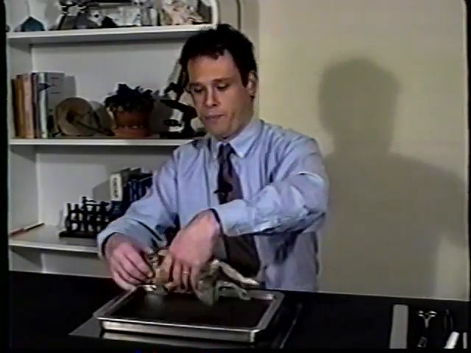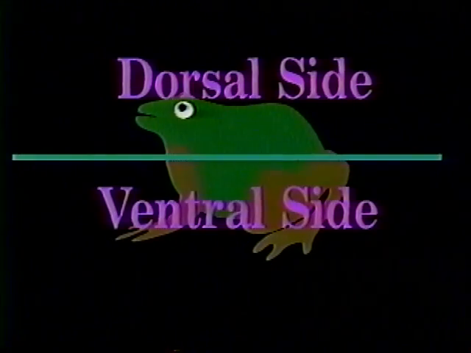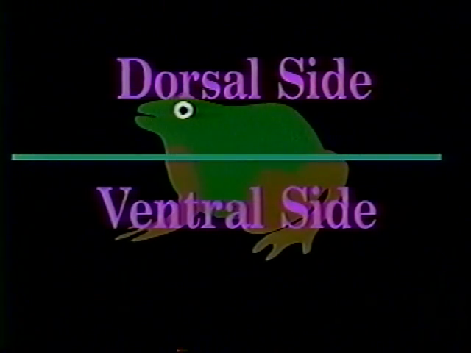In review: anterior end, posterior end, dorsal side, ventral side. At first glance, our specimen may look quite ordinary, but after further review, you'll notice several characteristics that are unique to our amphibian.